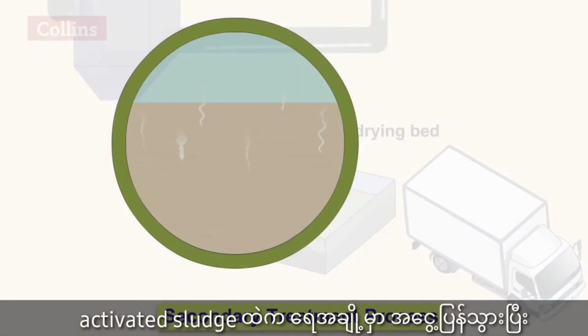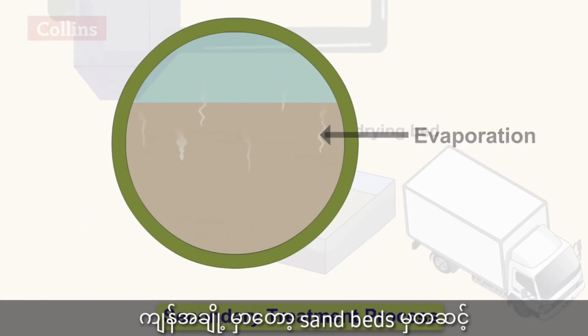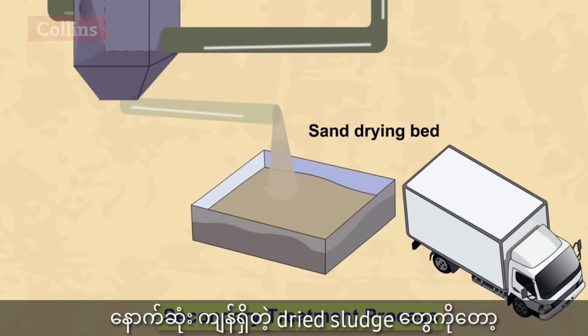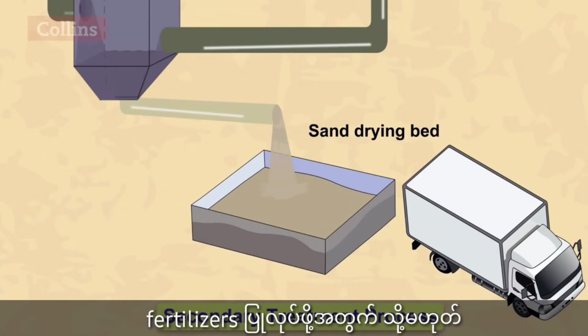Some quantity of water in the activated sludge evaporates, and the remaining quantity drains through the sand beds. This leaves behind the remaining dried sludge, which can be used for making fertilizers or compost.